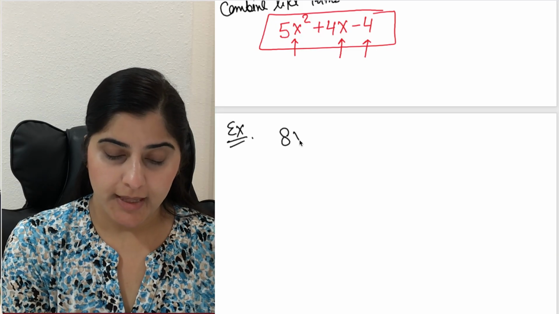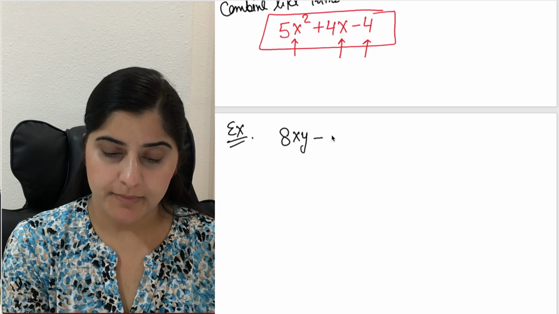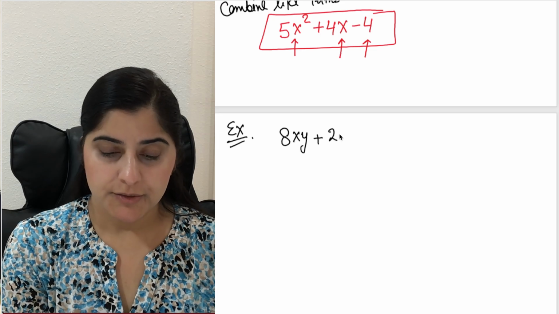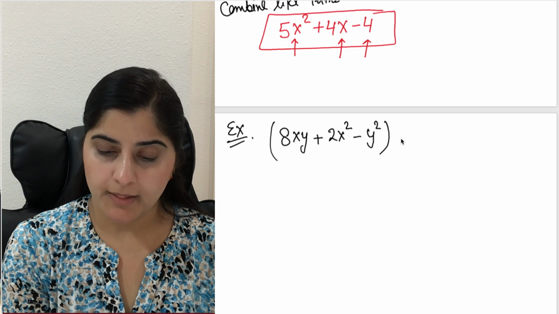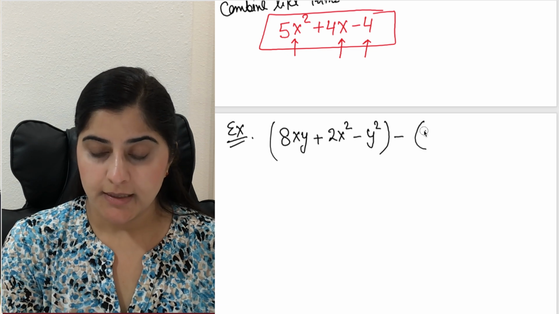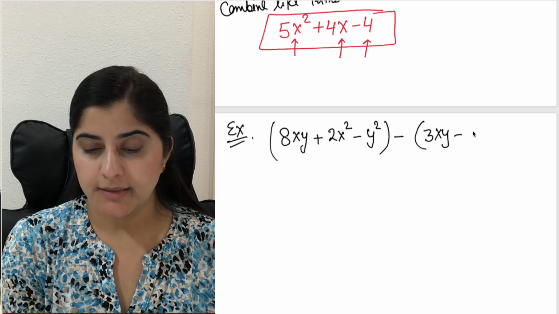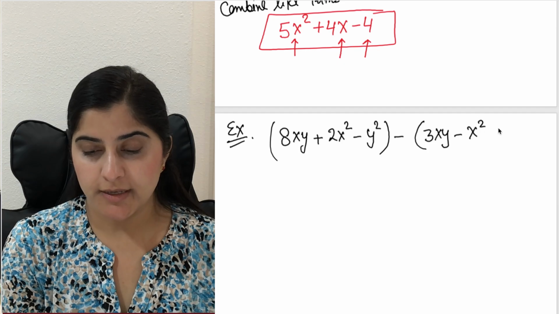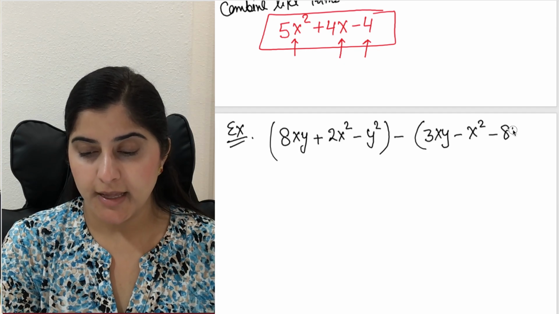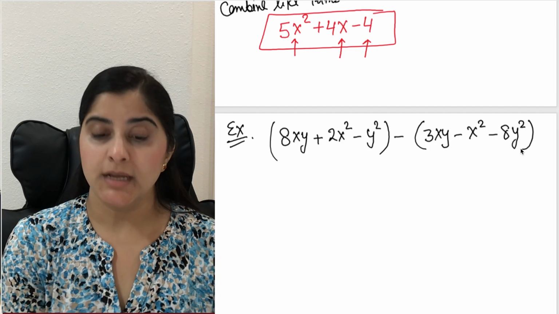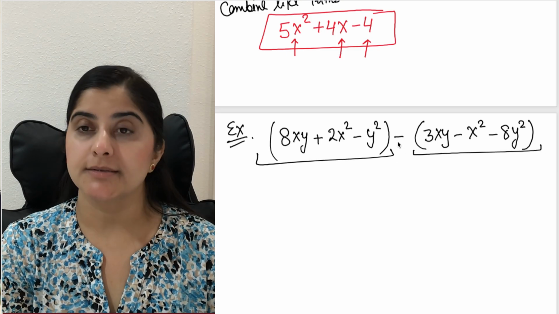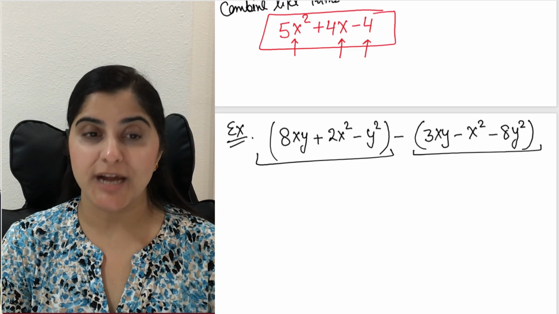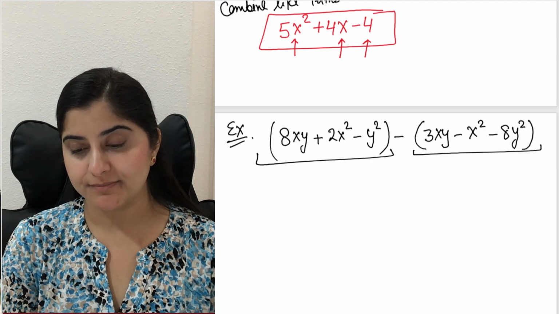8xy plus 2x squared minus y squared, minus 3xy minus x squared minus 8y squared. Now we are given two polynomials and there is a minus sign in the middle. That means we are subtracting these two polynomials.